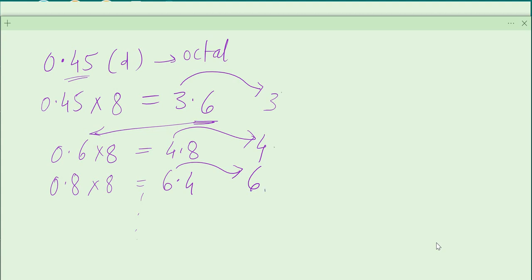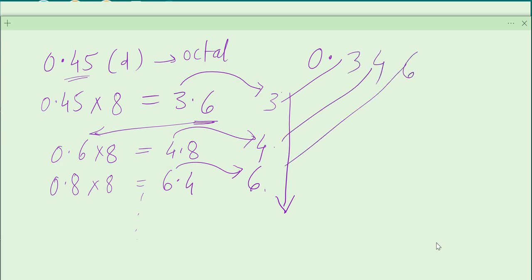These digits come after the decimal point and are to be taken in this sequence. So the number will be 0.3, then 4 and then 6: 0.346. So 0.45 decimal is equal to 0.346 octal. In this way the fractional number works.